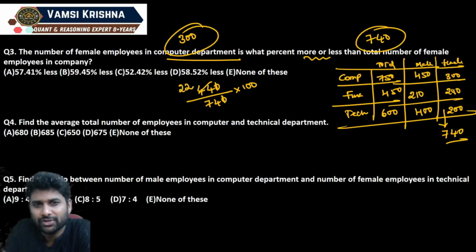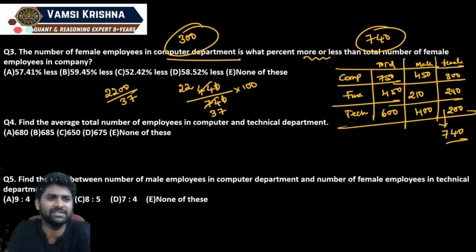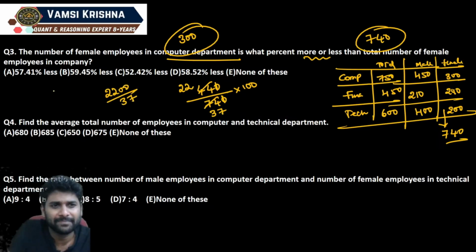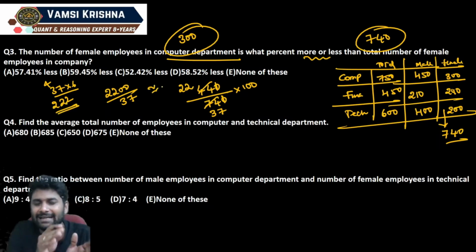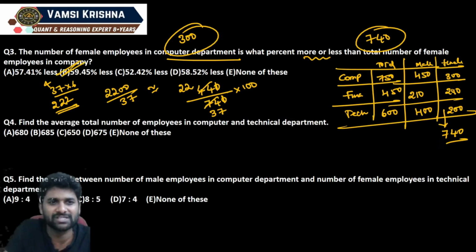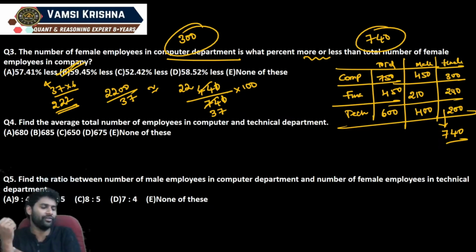Now here it's 22 times, here 37 times. So here the value is 2200 divided by 37. Just go through the calculation. Guys, see, 37 is multiplied by 6, approximately. 6 sevens are 42, 6 threes are 18. So 222. Guys, we have 220. Definitely the answer should be slightly nearer to 60%. Nearer to 60% we have 59.45.